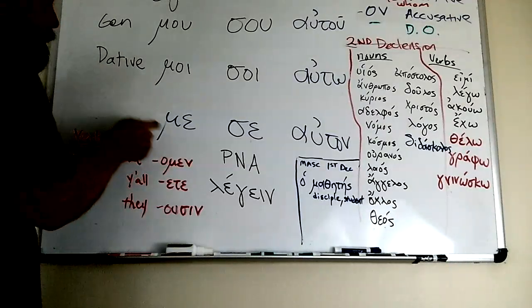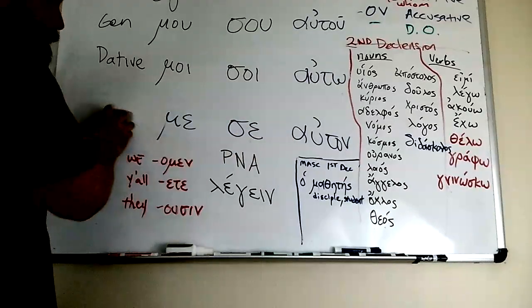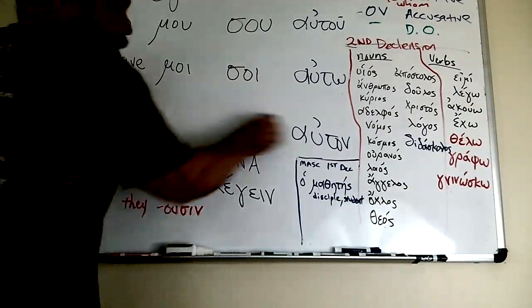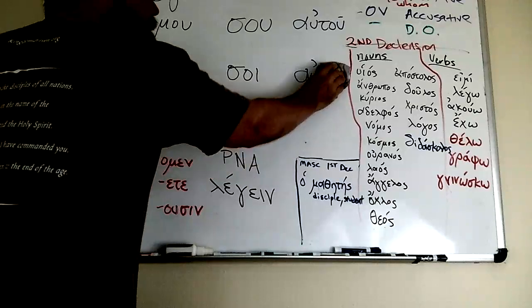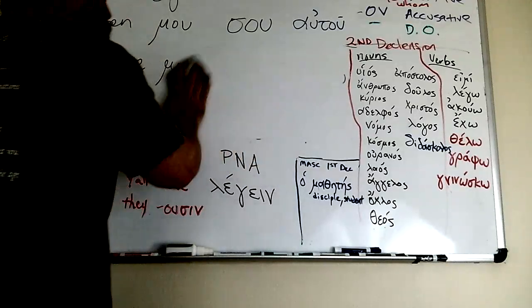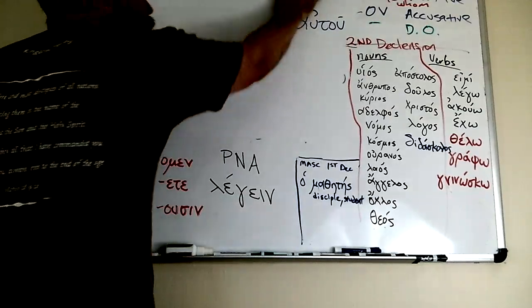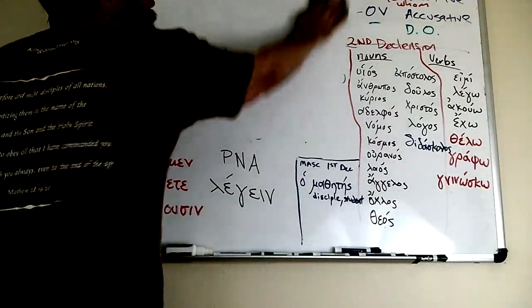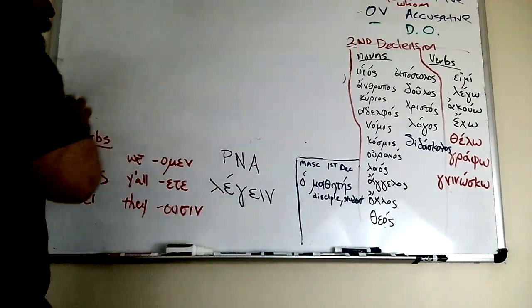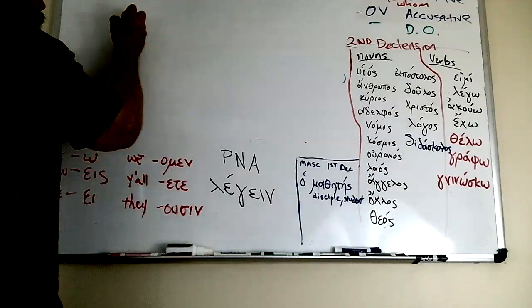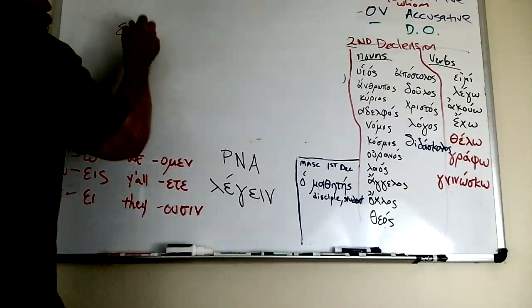So the accusative, remember, is me, se, auton, because we're going to use that. We're going to talk about it right now, actually. So that's the accusative of the personal pronoun: me, se, auton.